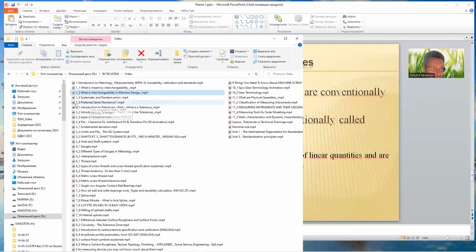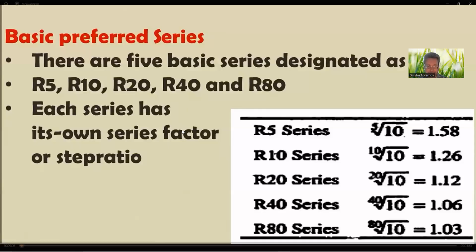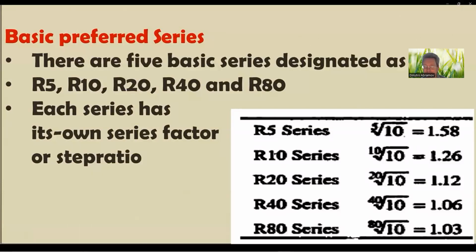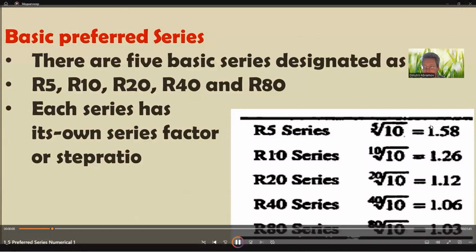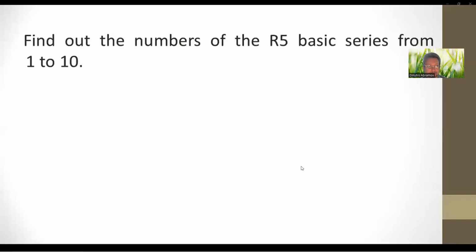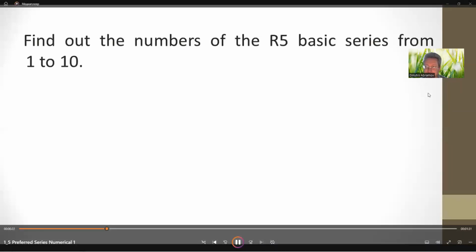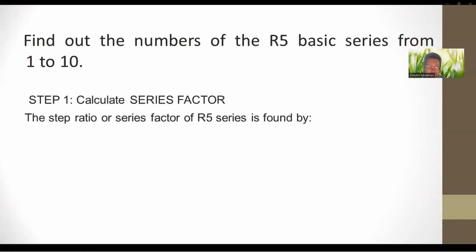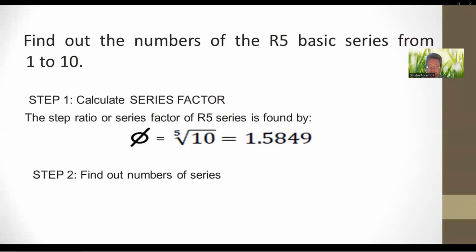Preferred series numbers. It's the basic preferred series. There are 5 basic series designated as R5, which is the 5th root of 10, which is 1.58, and we are going to solve a numerical on this. The numerical is: find out the numbers of R5 basic series from 1 to 10. So step 1 is to calculate the series factor or step ratio, and it is calculated as the 5th root of 10, which is 1.5849.